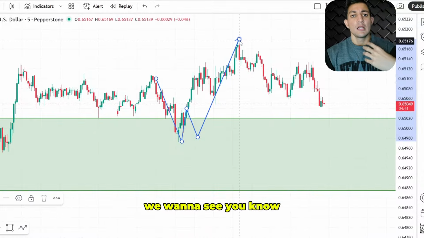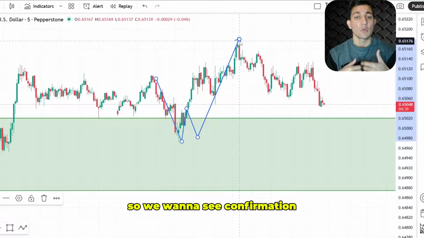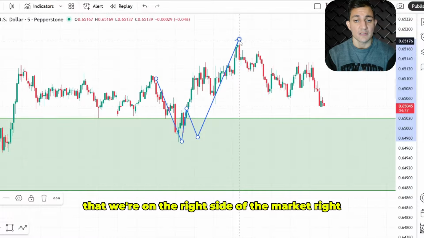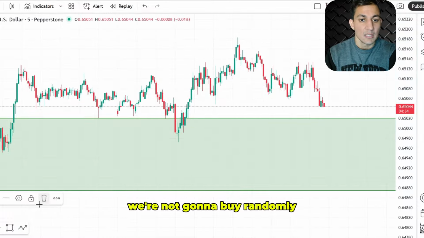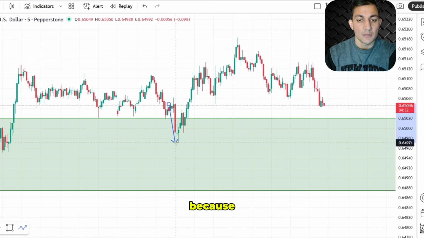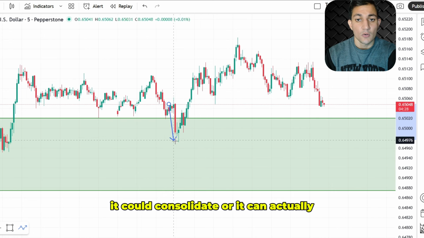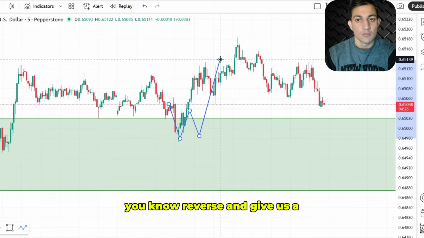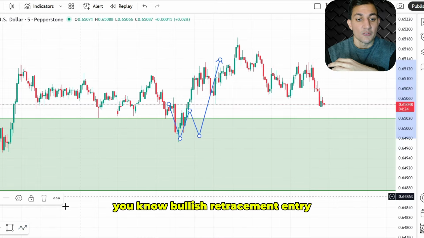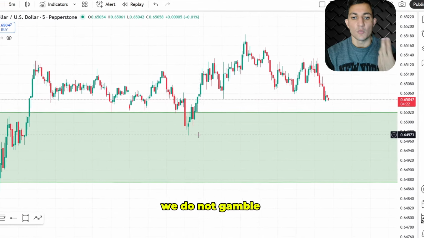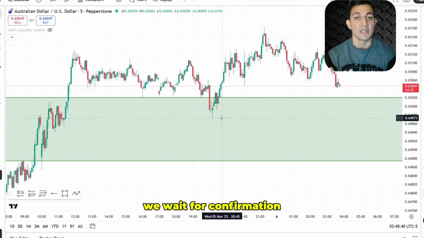We want to see, the key word here, confirmation that we're on the right side of the market, right? We're not going to buy randomly as soon as price hits this fair value gap, because, do you know how I was saying right at the beginning, price could just smash right through it. It could consolidate, or it can actually reverse and give us a bullish retracement entry. So there's 3 things that price can do. We do not gamble, we do not guess, we wait for confirmation that we're on the right side of the market.